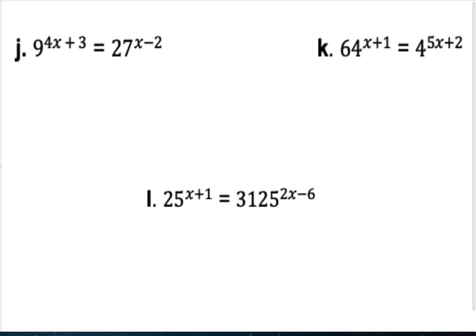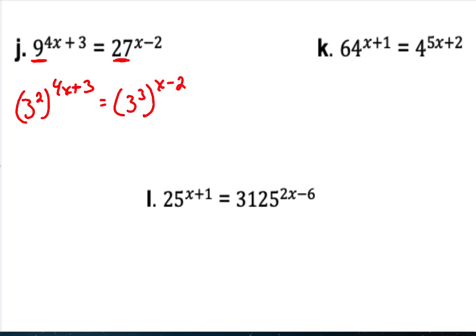All right. Hopefully these are starting to make some sense for us. Give these a try if you think you're up for it, or otherwise go along with me. So I have a base of 9 and 27. Okay? So 9 to the 2nd power is 81, so there's no way to make a 9 into a 27. So instead of a base of 9, what if we made these a base of 3? So 9 is really 3 to the 2nd power, and then I have to the power of 4x plus 3. 27 is really 3 to the 3rd power times x minus 2.